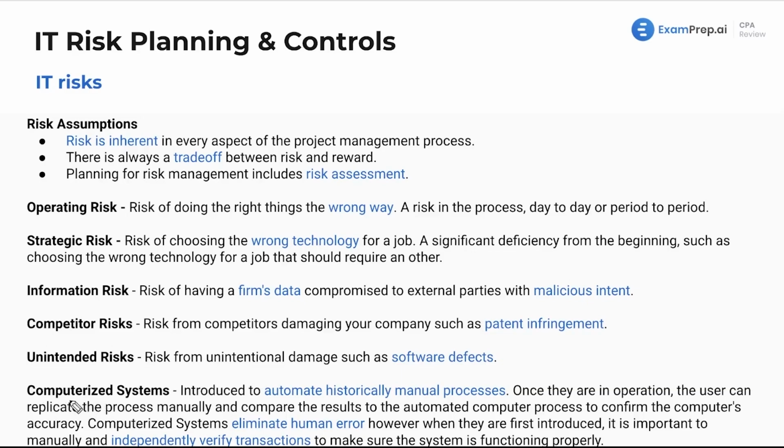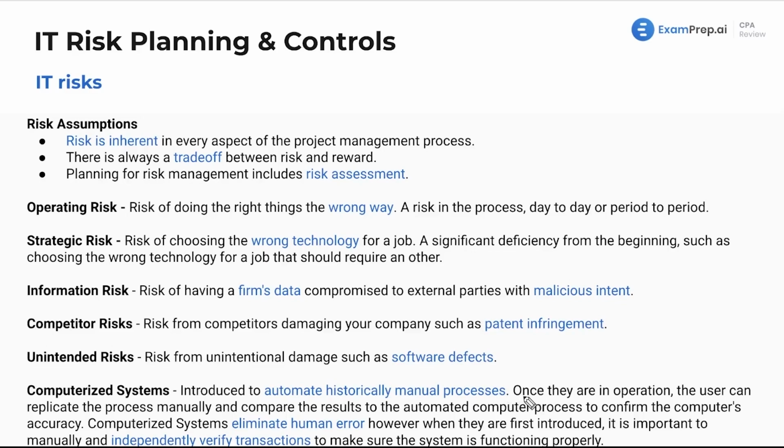Let's talk a little bit about computerized systems. Now, what does the exam want you to know? They want you to know that computerized systems were introduced to automate historically manual processes, right? Instead of doing a bunch of math by hand or on paper, you have Excel now. You've got all your SUMIF formulas, your XLOOKUP, because we moved on from the VLOOKUP. Very innovative one there. I personally don't use VLOOKUP anymore. XLOOKUP is the future.